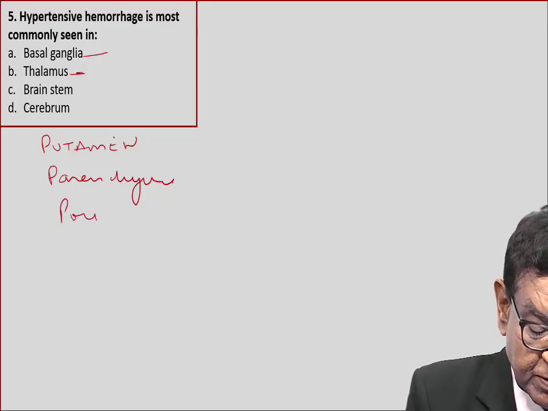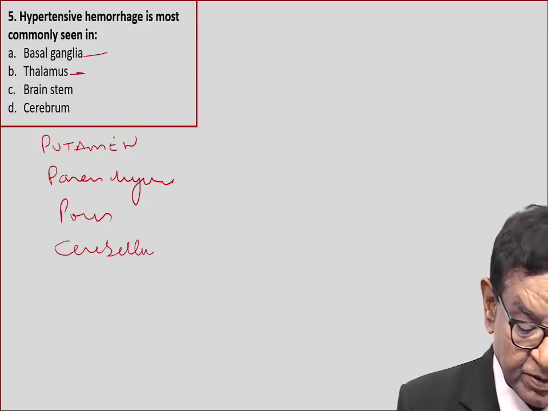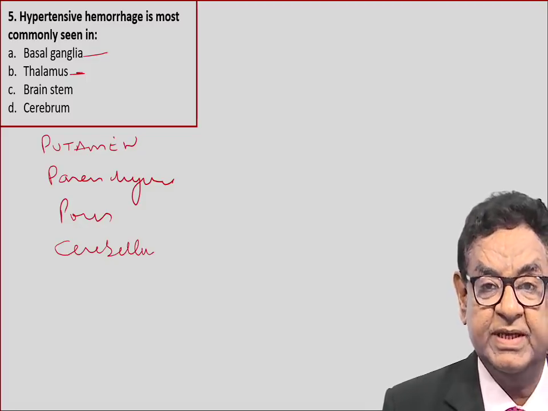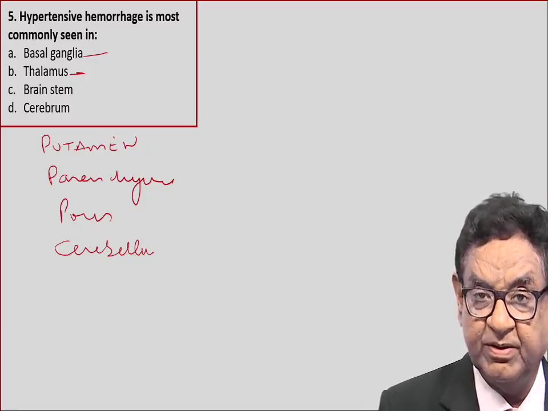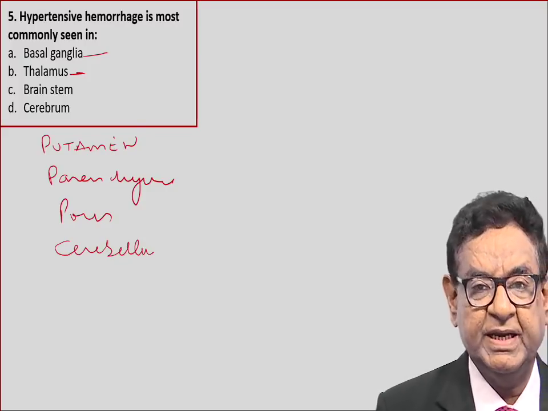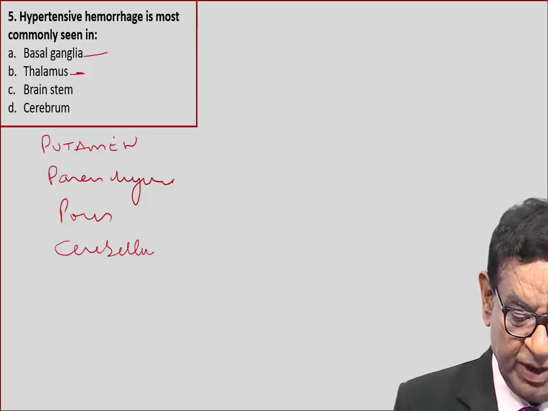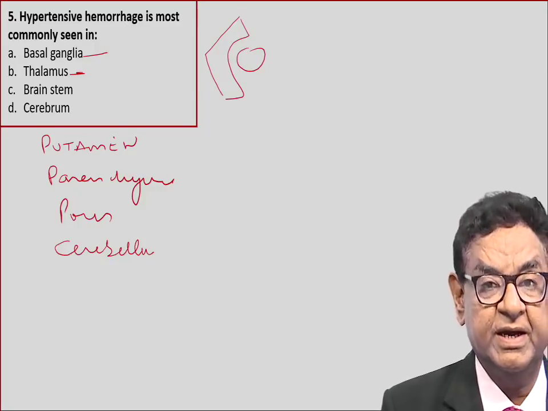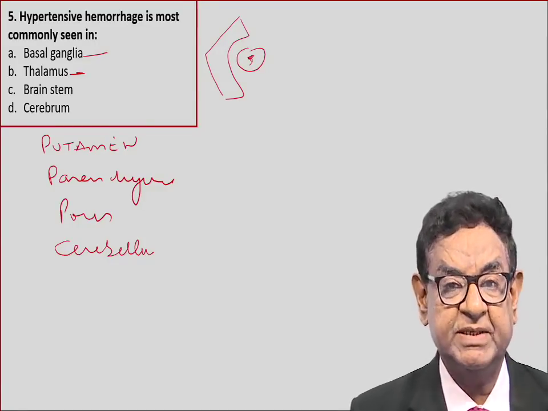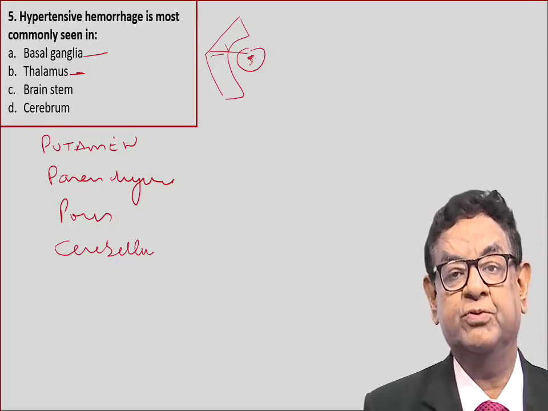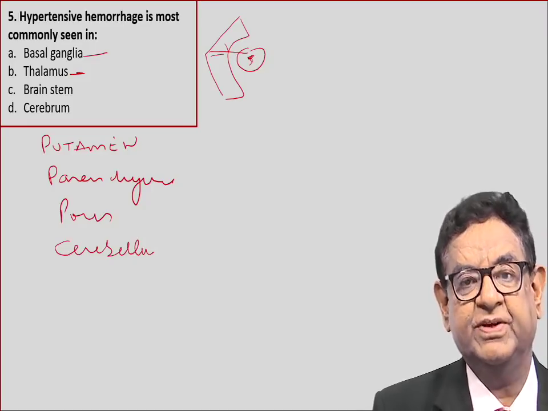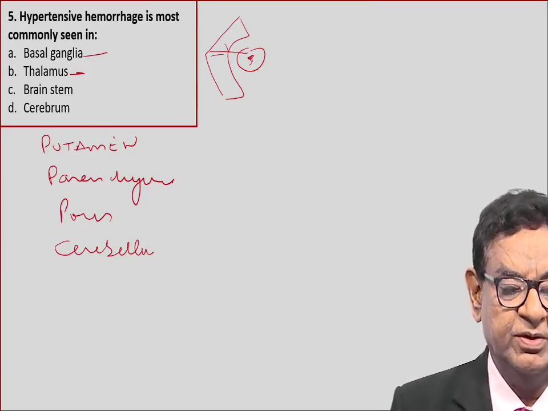Then is the pons and cerebellum. Okay. When the bleeding occurs in the basal ganglia, the patient usually manifests as hemiplegia. But as per anatomy, you cannot explain hemiplegia based on basal ganglia. Now what happened? This is the internal capsule and here is the basal ganglia. Actually bleeding occurs in basal ganglia and the blood goes into internal capsule. There are fibers of corticospinal tract. This is how patient manifests with hemiplegia.